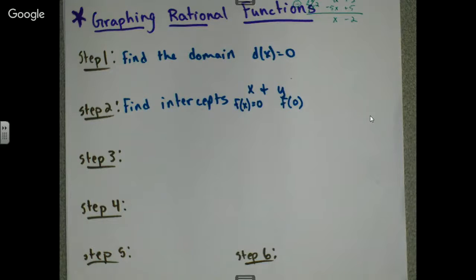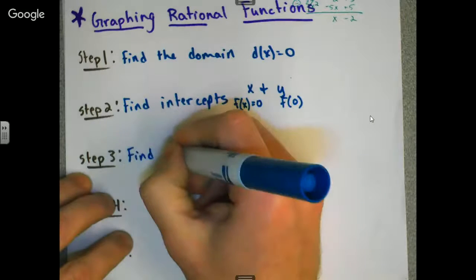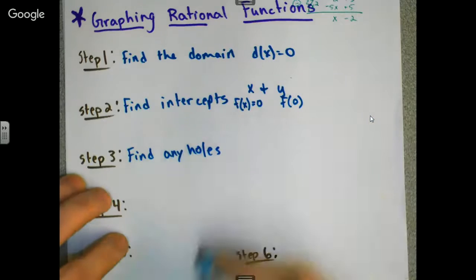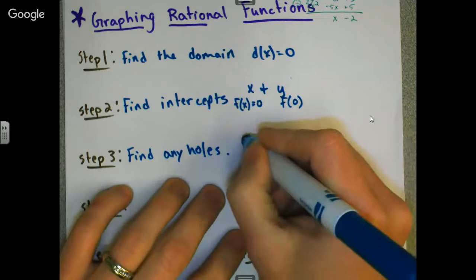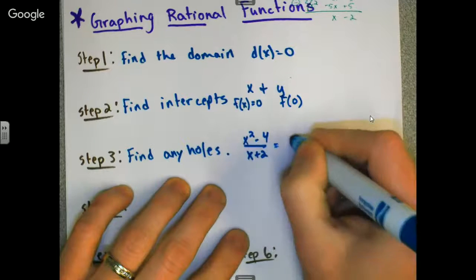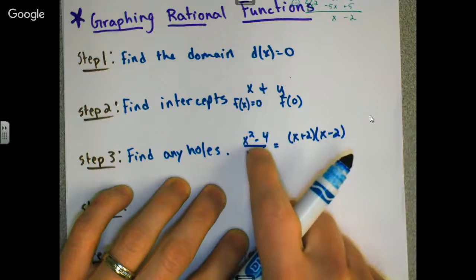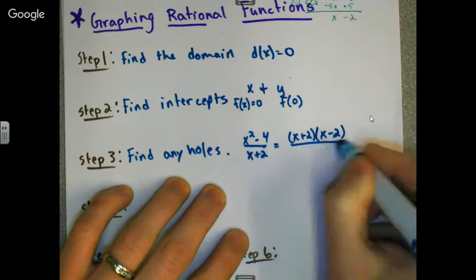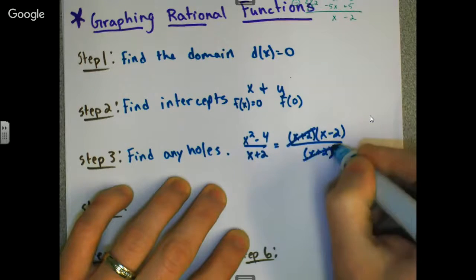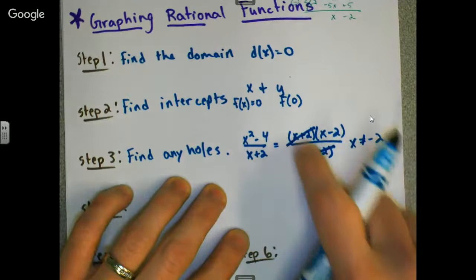Step 3 will be to find any holes. Now remember, what creates a hole is when I reduce something. In this example, x squared minus 4 over x plus 2, I factor it out, and notice how that cancels with that. Well, that x cannot equal negative 2 creates a hole. So whatever cancels will create a hole.